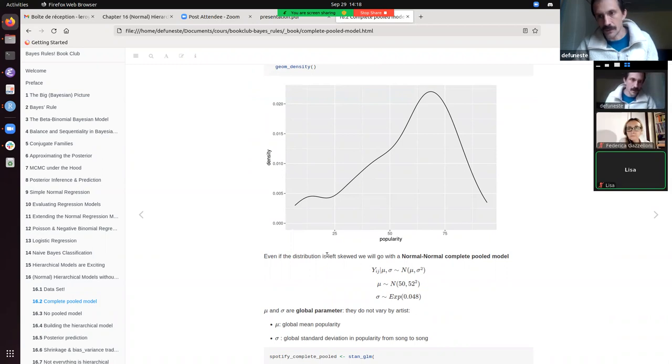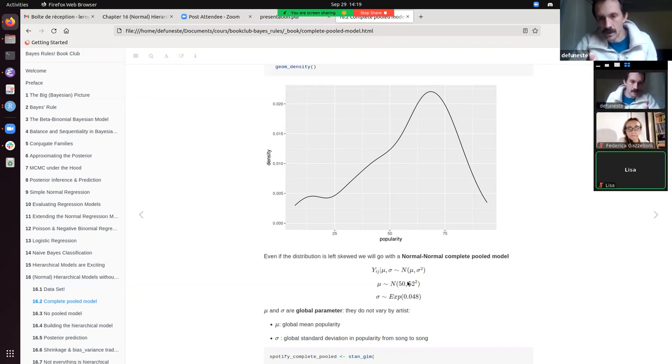It depends on a global mean of popularities of every song and a global variation, the standard deviation or variance, of all these songs. And it follows a normal distribution. So it's the mean and the variance, like two parameters. And then there's this part I never understood, but maybe you can provide me insight. Then the mean is defined also.